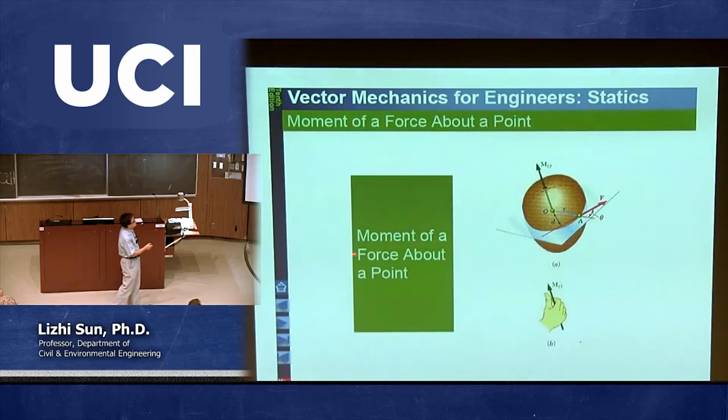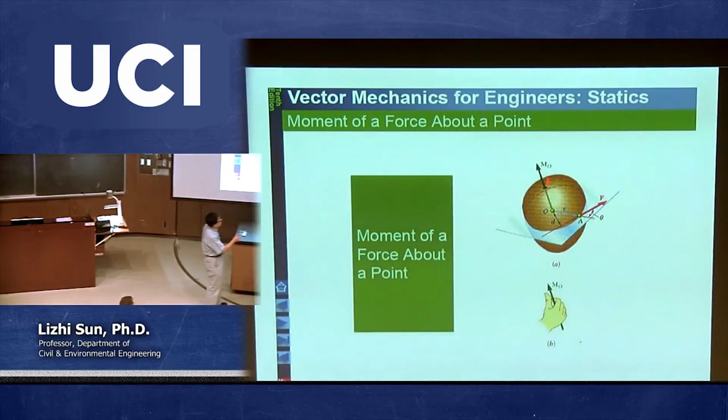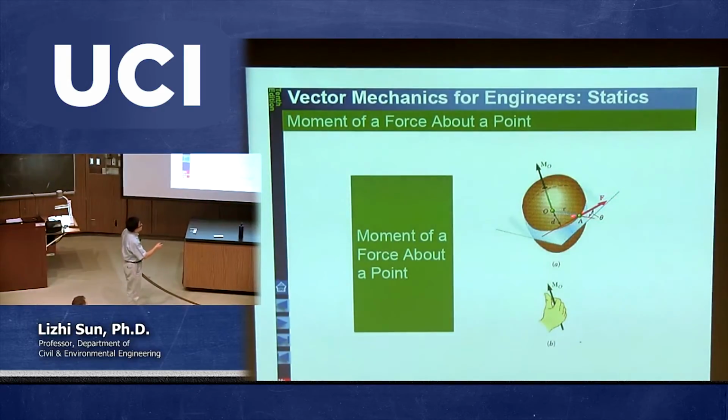The first one is a moment of a force about a given point. So for any three-dimensional problem, when you have a force acting anywhere inside or on the surface of a rigid body, once we know this force, if we were asked to calculate the moment of this force about any other point, point O for example, then this is what we call the moment of force about a point. So typically, by definition, it is R cross F.